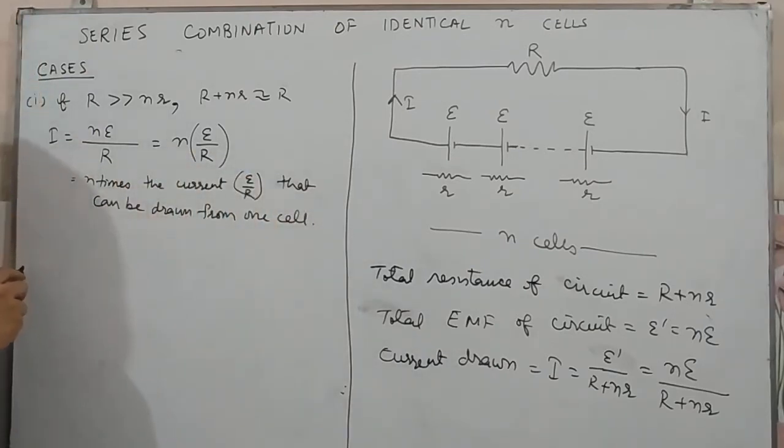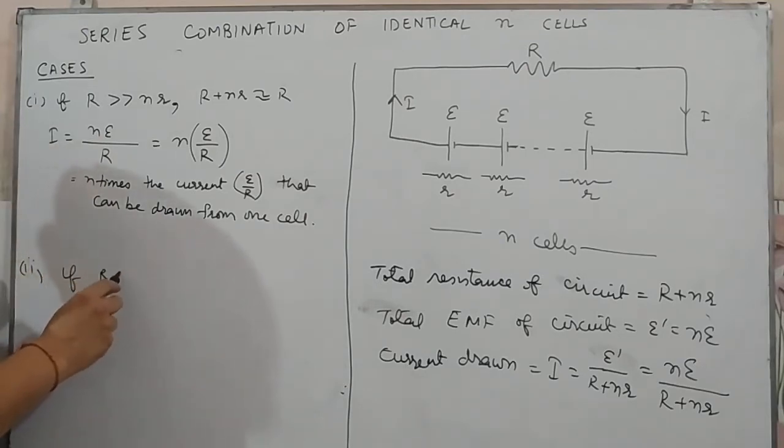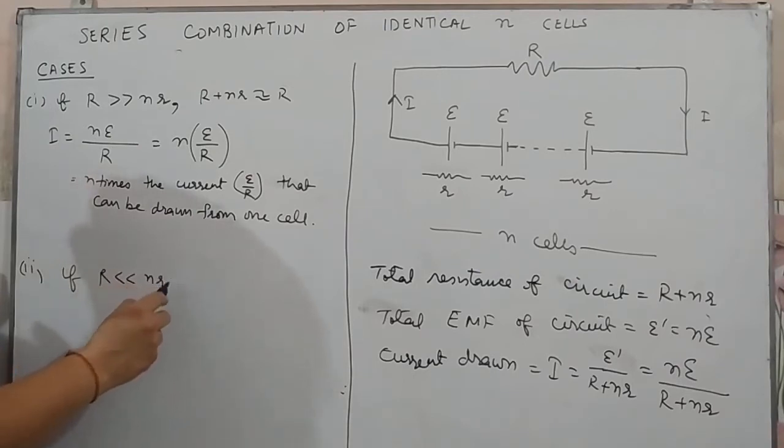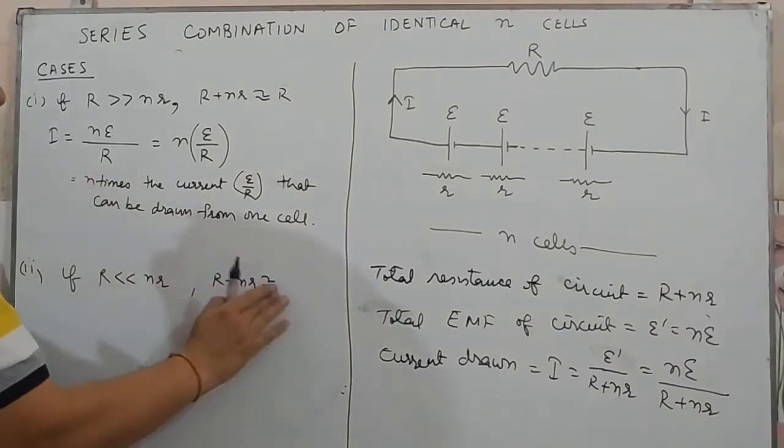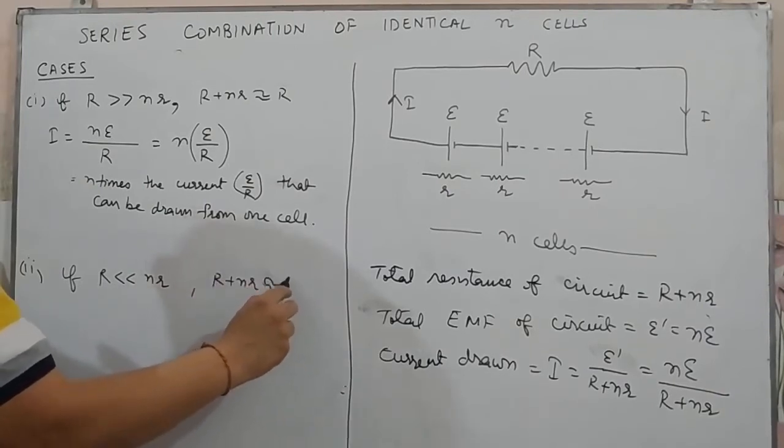Similarly, in the second case, if R is very small as compared to nr, then R plus nr nearly becomes equal to nr.